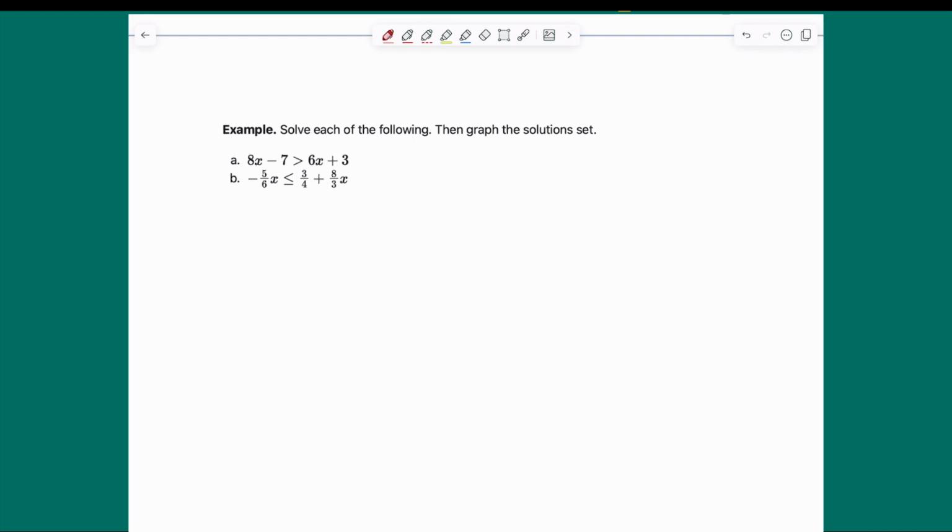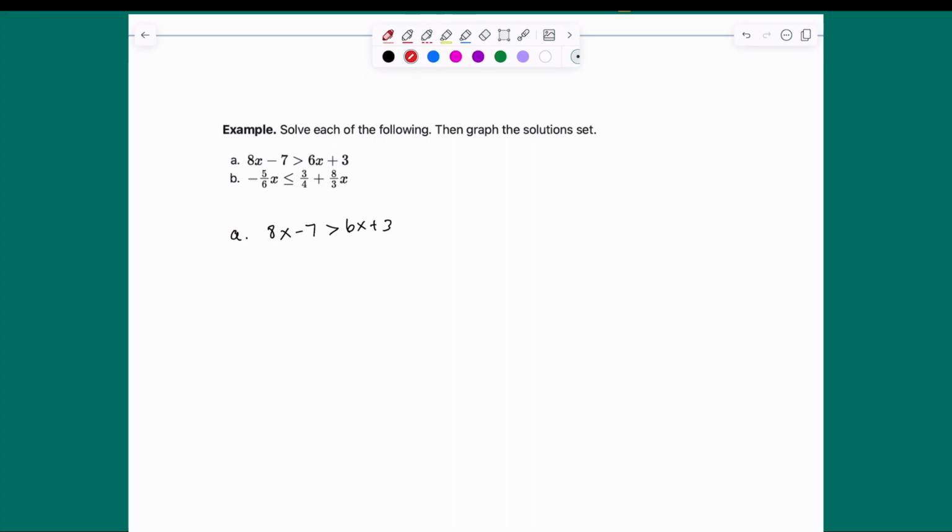Okay, so now we're going to solve each of the following and then graph the solution set. A, we have the inequality 8x minus 7 greater than 6x plus 3. So just like an equation, we solve it the same way, but keep in mind the properties of inequalities. So we need to isolate the x on one side.